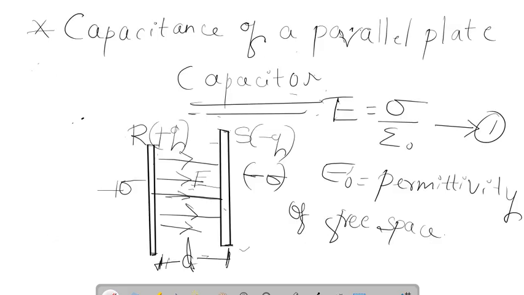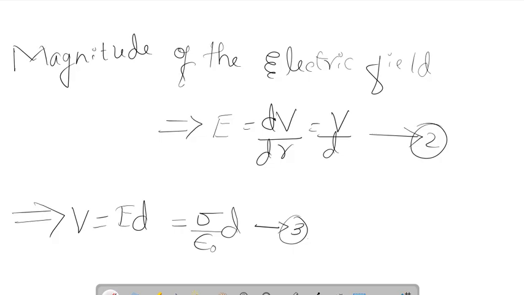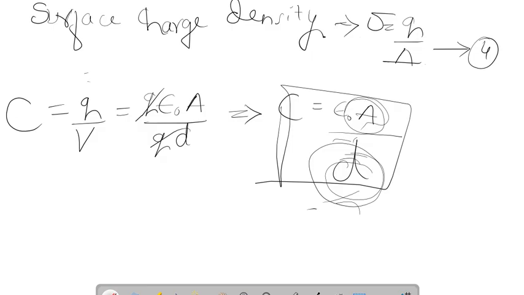What is the E value? E is equal to sigma divided by epsilon naught. So I have kept here sigma divided by epsilon naught into D, and the surface charge density will become sigma is equal to Q divided by A. This is equation number 4.